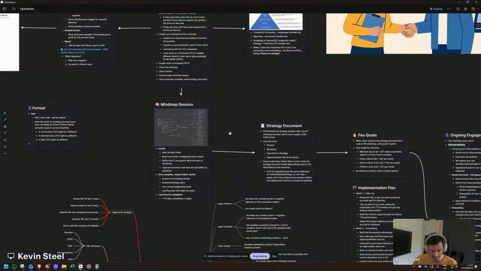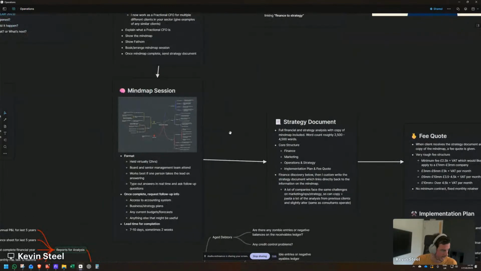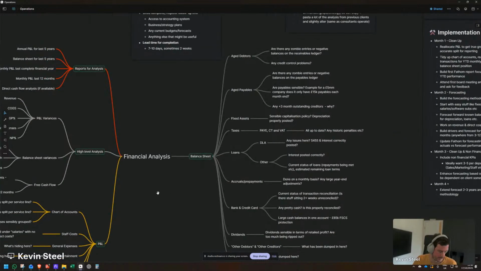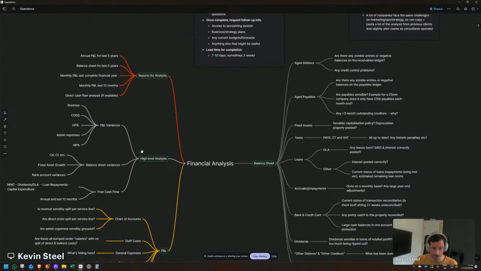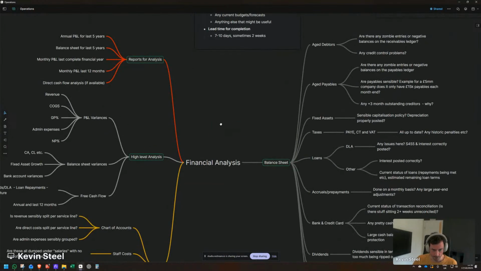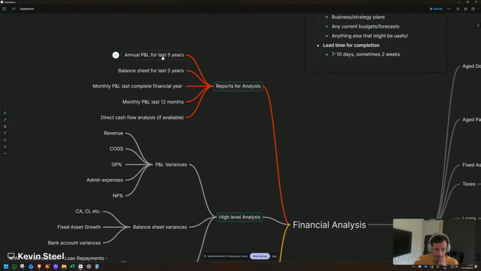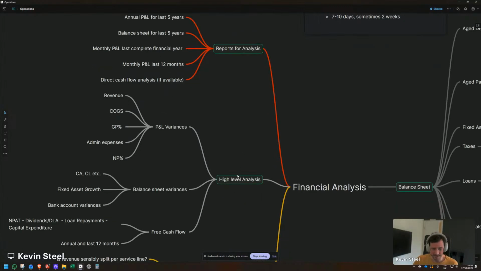And in terms of the financial analysis side of things, if I was looking at client zero account, for example, this is how I would go about starting it at an extremely high level. So this is just a quick overview. This isn't a full process. So the reports for analysis I would look at would be annual P&L, last 5 years, balance sheet, last 5 years, monthly P&L, last complete financial year, monthly P&L, last 12 months rolling, and a direct cash flow analysis if available. Then we just carry out some basic high-level analysis.